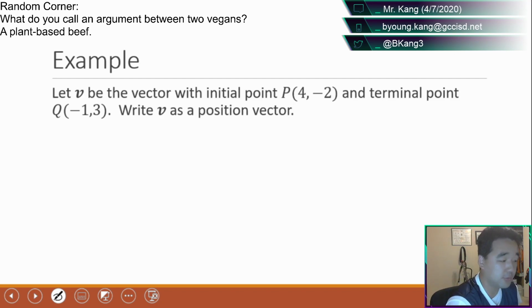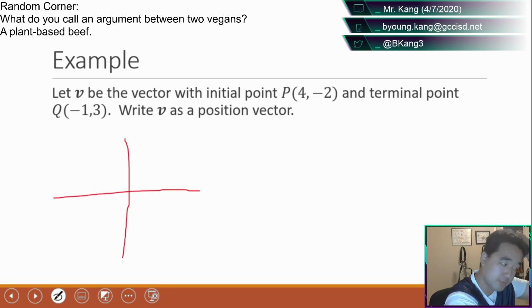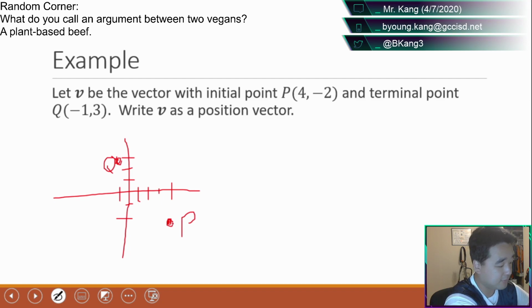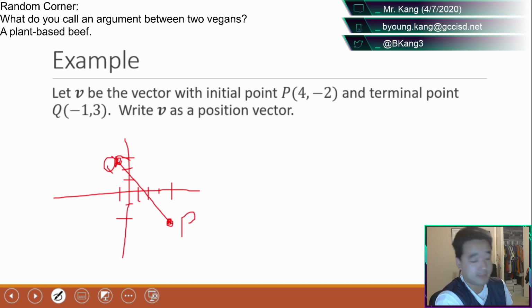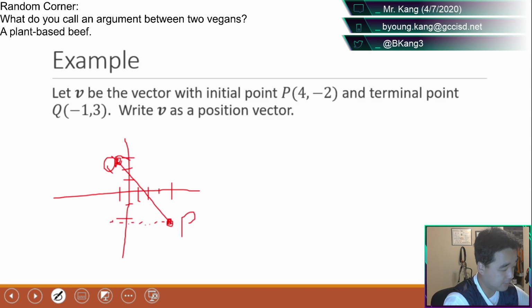Okay. So here's a vector, initial point at 4, -2, terminal point -1, 3. Write v as a position vector. It helps to draw a picture sometimes if you can't figure out why the numbers work the way they do. So if P is at 4, -2, and Q is at -1, 3, and remember, it goes from P to Q because the initial point's P. If you just use the sketch to get the answer, you see how you take this whole arrow, and currently it goes to the left by 5, and then it goes up 1, 2, 3, 4, 5.